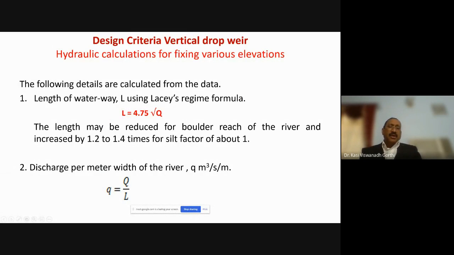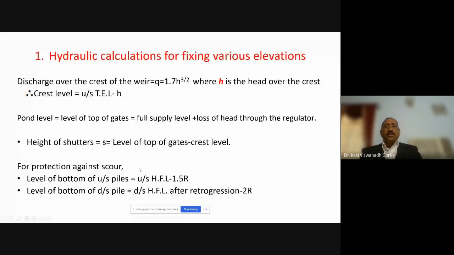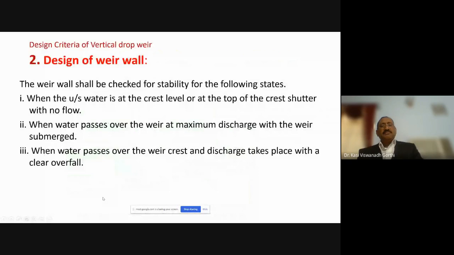Once you get the length of the waterway, then substituting that you are getting the discharge per unit width. Once the discharge per unit width is known, substituting here, the head over the crest H can be computed. Once you get the H value, we have arrived at different levels: pond level, height of the crest level, level of the bottom of the upstream pile, and level of the bottom of the downstream pile have been arrived at. The first part, arriving at various levels, has been finished.